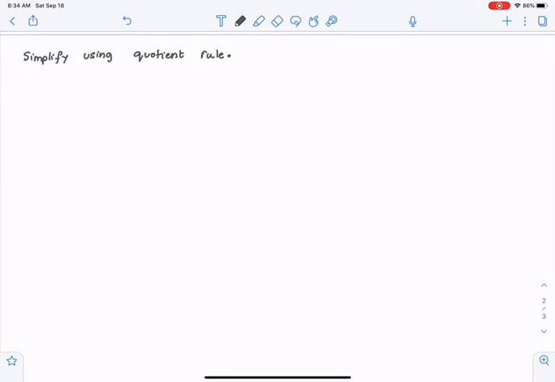So let's say we have 16a raised 5b divided by a squared b squared. And let's try to write the answer using positive exponents.